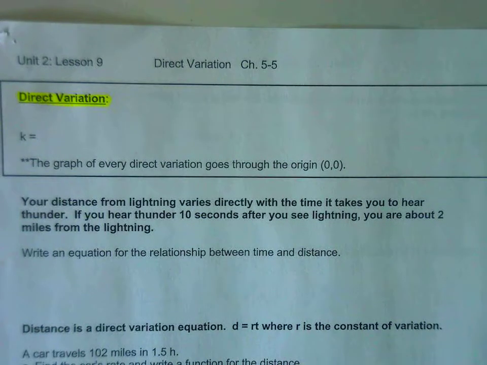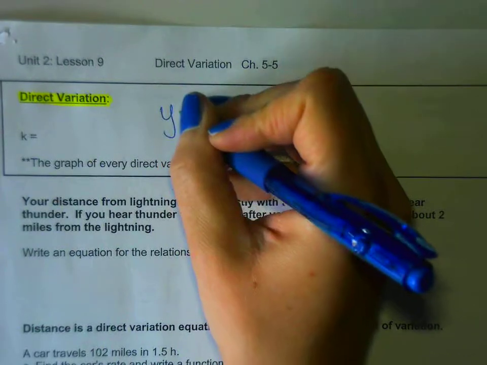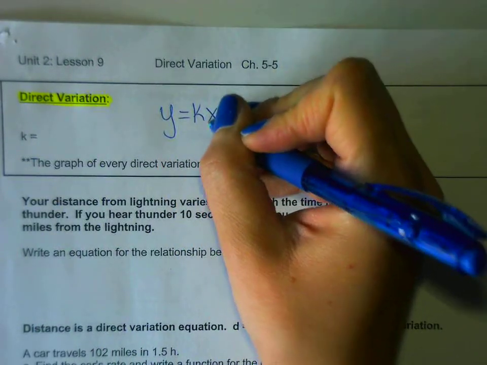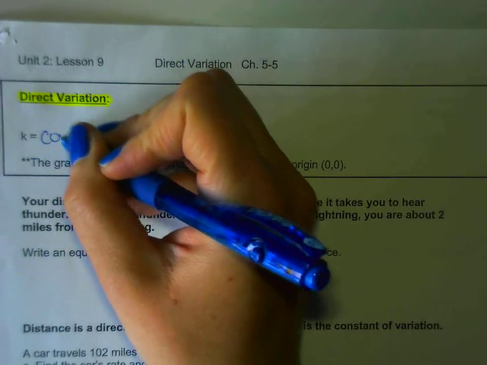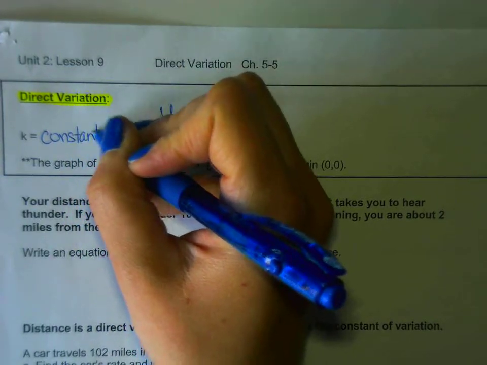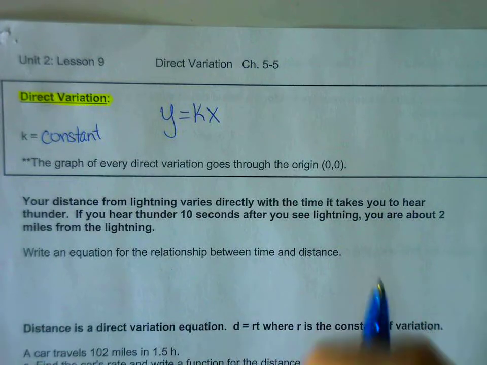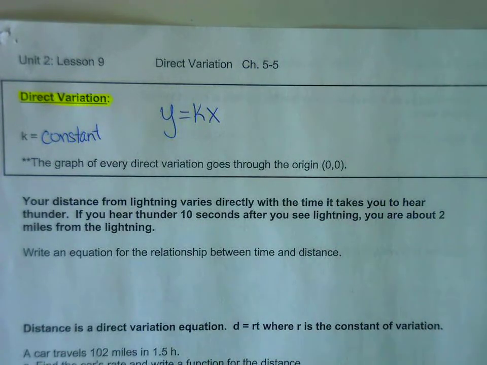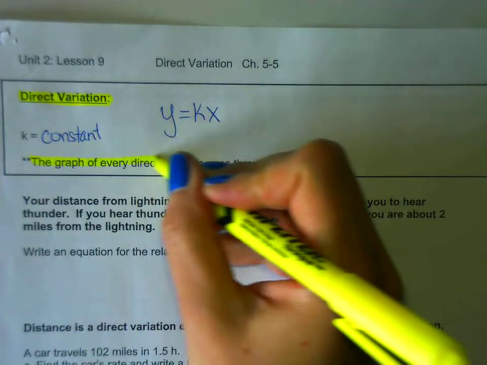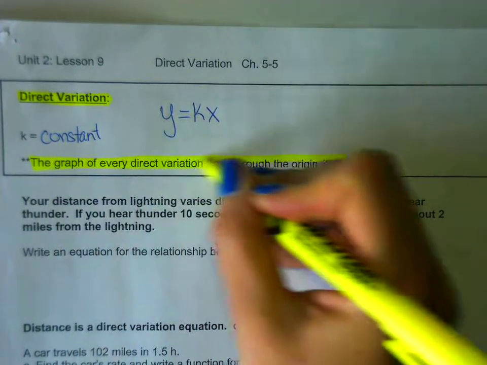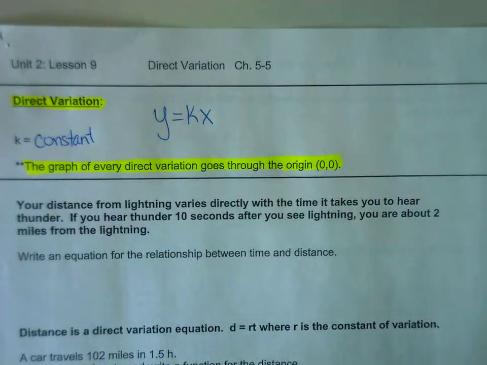Today we're going to be looking at direct variation. A direct variation will be in the form of y equals k times x, where k represents our constant. So in a direct variation, you multiply your constant by your independent variable. The graph of every direct variation has to go through the origin. And the origin, remember, is at (0, 0).